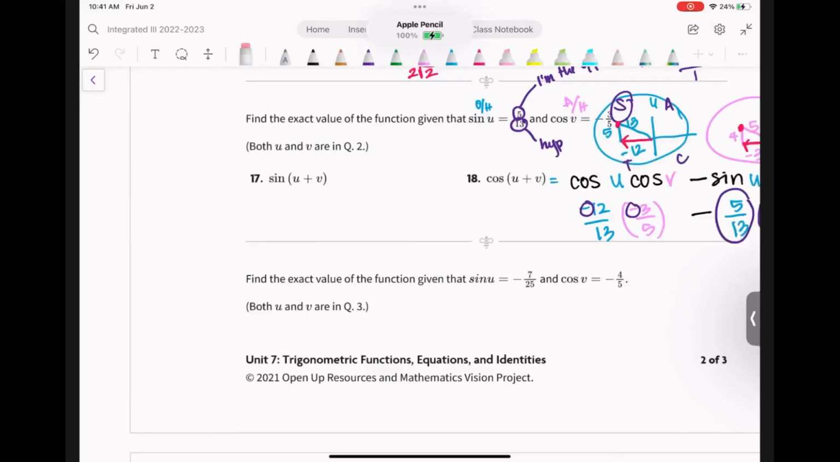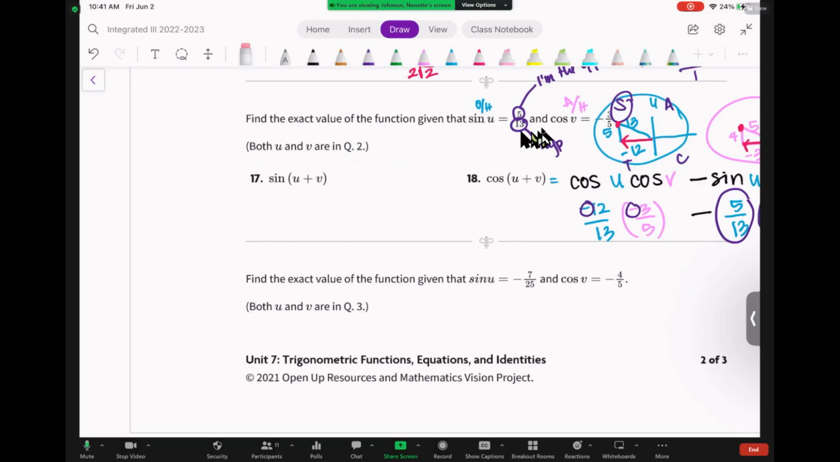All right, so this is 7.7, 17, and 19. It says find the exact value of the function given that sine of u is 5 over 13 and cosine of v is negative 3/5. All of this work here that you see is for problem number 18, so I'm going to use it to figure out number 17.